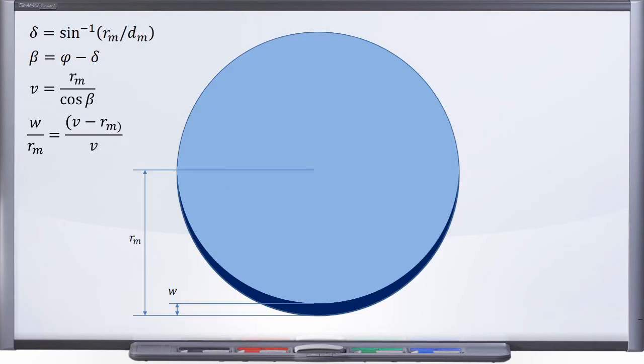So that gives us something that looks kind of like this. Here's our moon. The top half is illuminated from our point of view, but from where we place the observer, the bottom half isn't completely illuminated. We have this little dark patch that is W. So let's plug in some numbers. Take the average radius of the moon and the average distance to the moon. We can plug those in right here to calculate that angle delta.